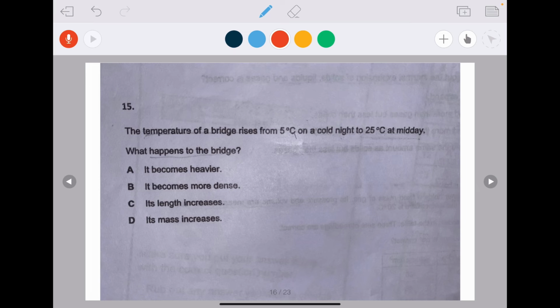Question number 15. The temperature of a bridge rises from 5 degrees Celsius on a cold night to 25 degrees Celsius at midday. What happens to the bridge? So we know that mass has not changed, so let's rule this out. Heavier, again, mass has not changed. So A and D are not correct. Out of B and C, either the bridge becomes more dense or its length increases.